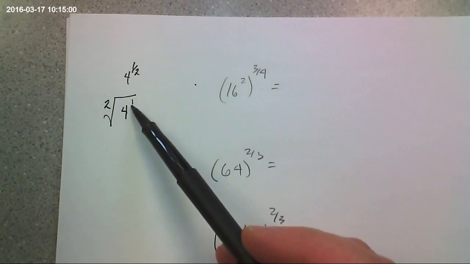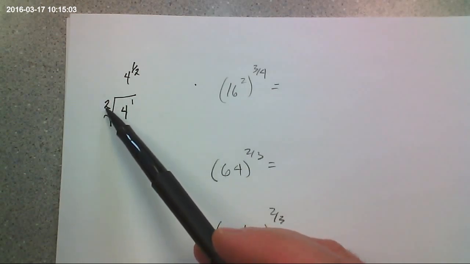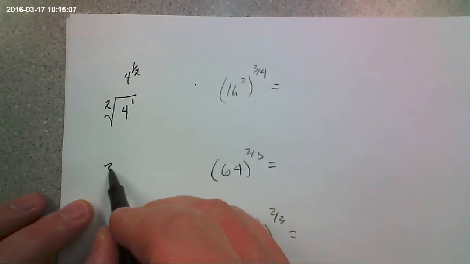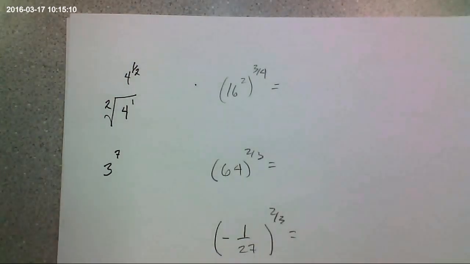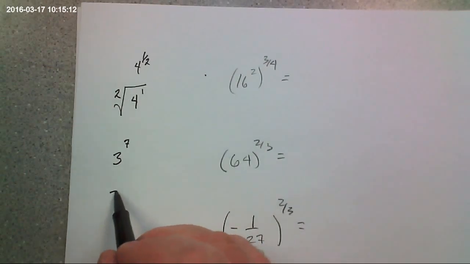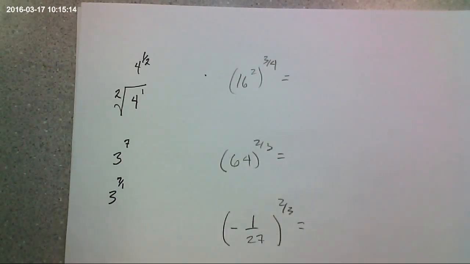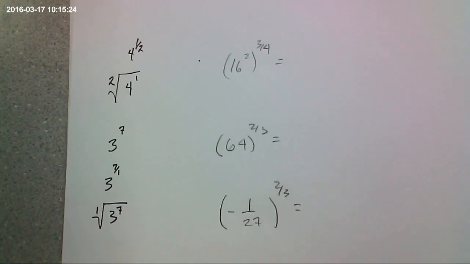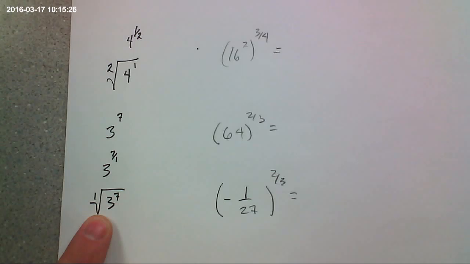So the numerator is the exponent and the denominator is the index. And that kind of makes sense. Let's say we had 3 to the 7th power. Would that be the same as 3 to the 7th over 1 power? It would. Like, what number times itself 1 time is 3 to the 7th? Well, that would just be 3 to the 7th. I never thought about it like that, but that is the same thing.